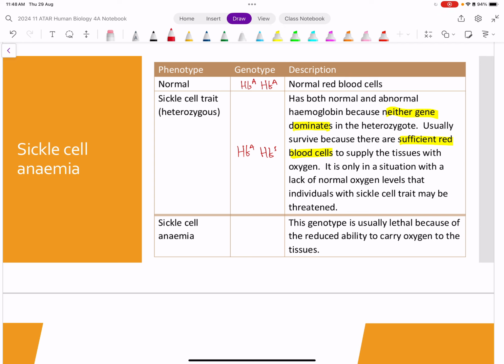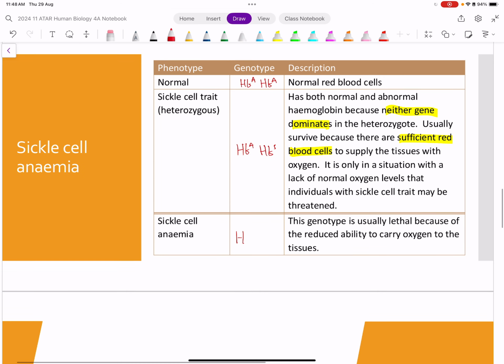Finally, as we've mentioned previously, those with sickle cell anemia are homozygous for that sickle cell trait. And in this instance, unfortunately, it is usually lethal because these sickle red blood cells just do not have the capacity to carry enough oxygen around to body tissues.